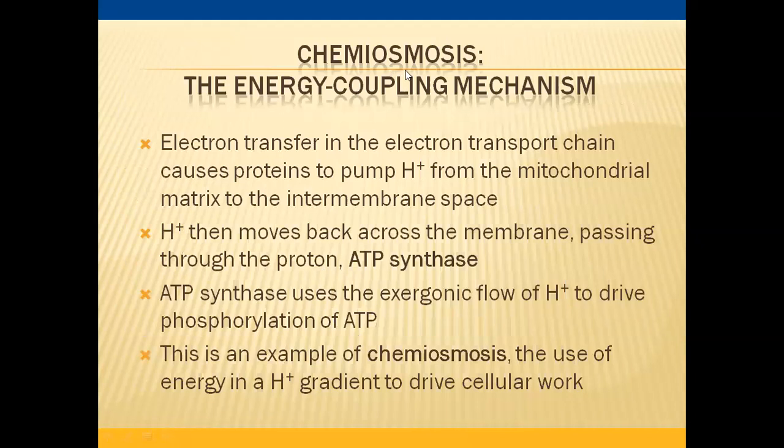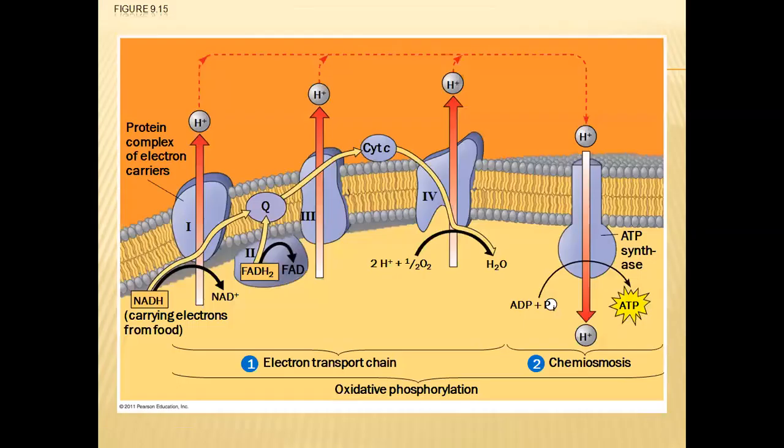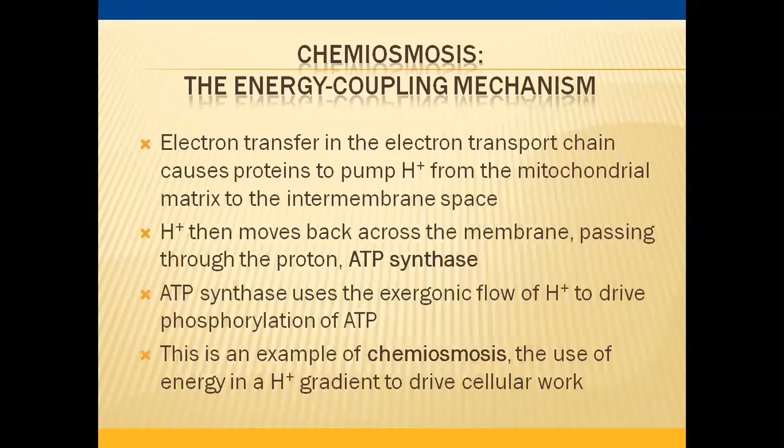So chemiosmosis is the process by which ATP molecules are generated in the electron transport and oxidative phosphorylation processes. Chemiosmosis is an energy coupling mechanism. Electron transfer in the electron transport chain causes proteins to pump hydrogen ions from the mitochondrial matrix to the intermembrane space. We know that in the matrix, in the phases of glycolysis and Krebs cycle, a lot of hydrogen ions are also released. These hydrogen ions will be pumped into the intermembrane space, or outer chamber.